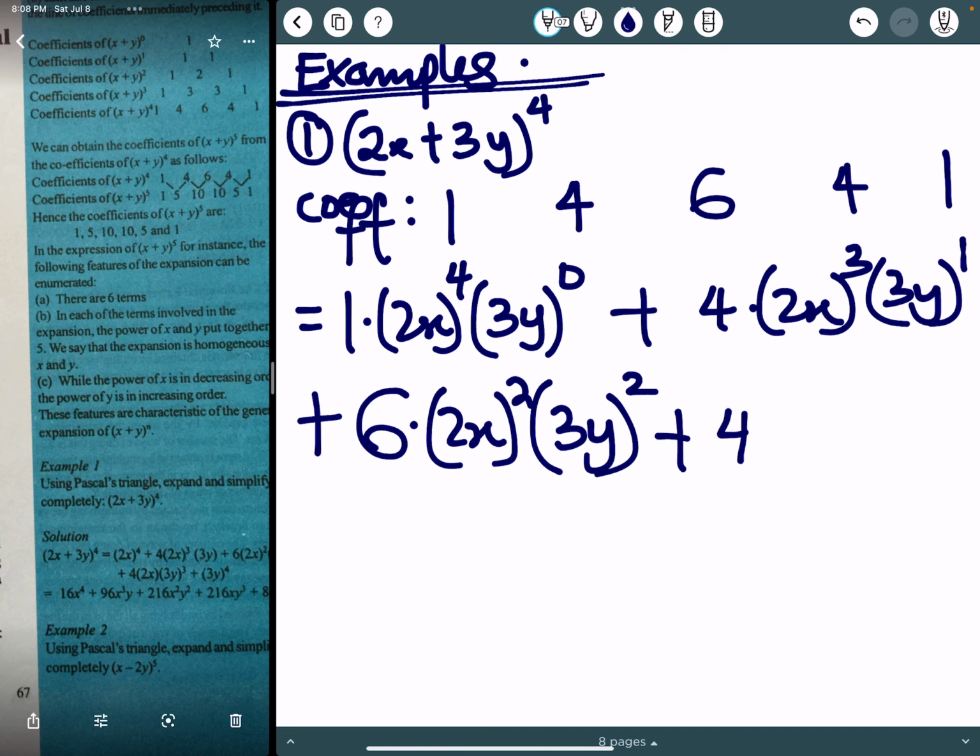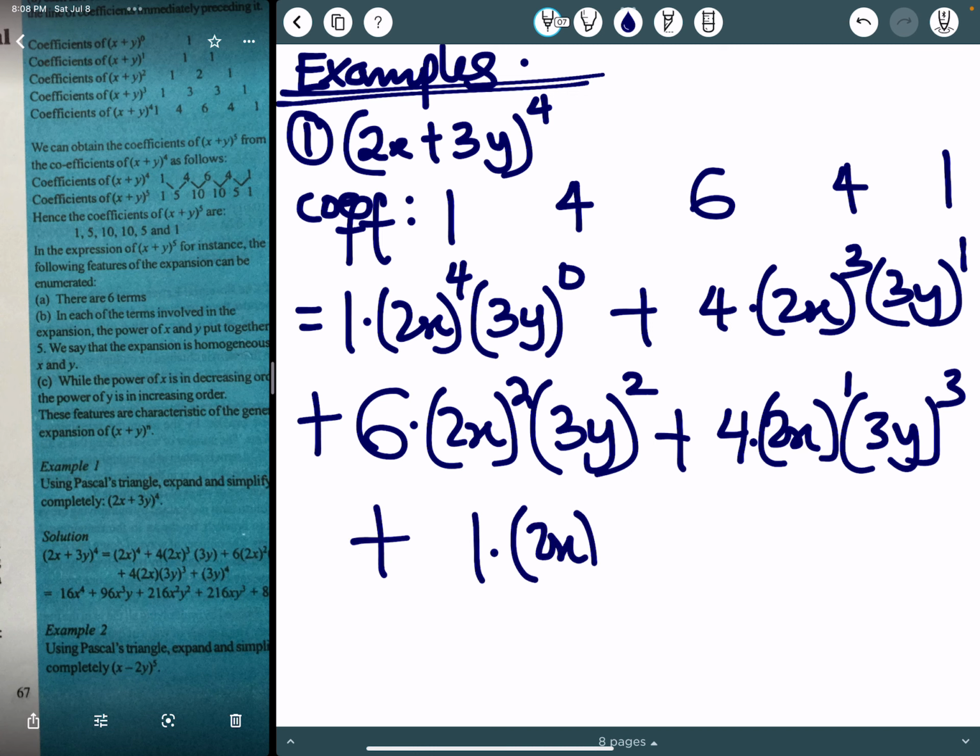Our next coefficient is what? 4. All right, 4 times 2x raised to power 1, 3y raised to power 3. Then my last term will be 1 times 2x raised to power 0 times 3y raised to power 4. You will notice that the power of 2x was 1 here and it is 0 here. The power of 3y is 3 here and it's 4 here. So that's how we do binomial expansion.